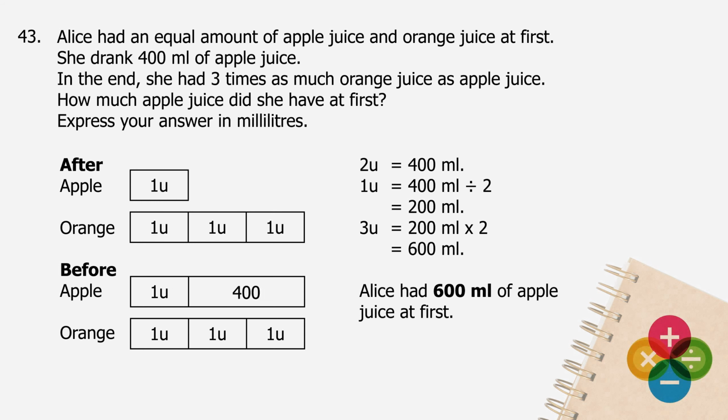Two units is equal to 400 milliliters. 1 unit will be, divide 400 milliliters by 2, and the quotient is 200 milliliters. 3 units will be, multiply 200 milliliters by 3, and the product is 600 milliliters. Alice had 600 milliliters of apple juice at first.